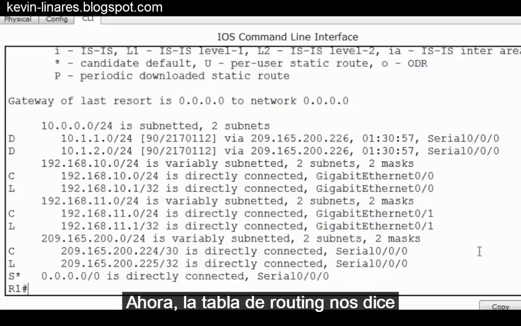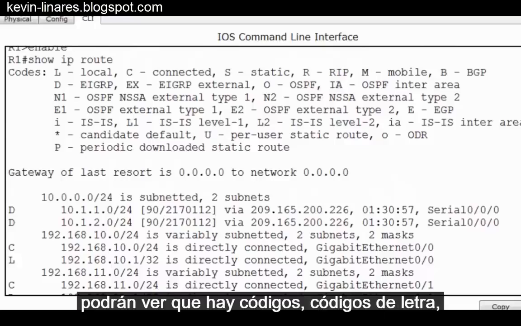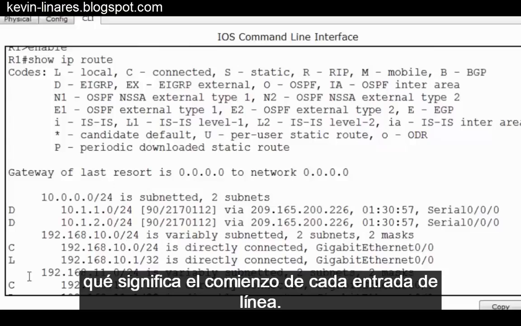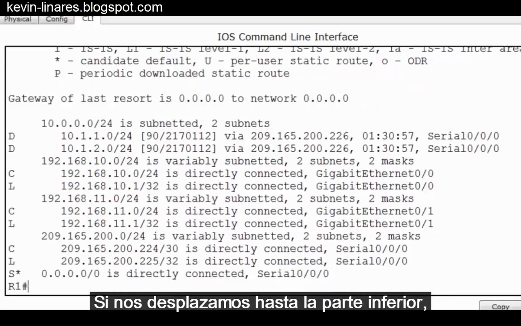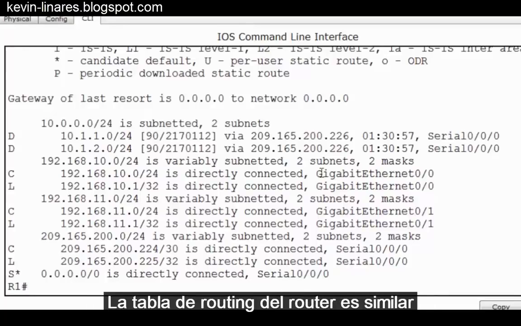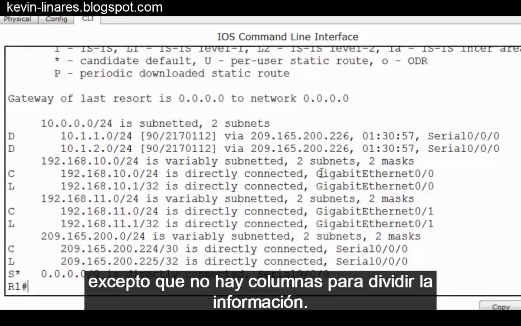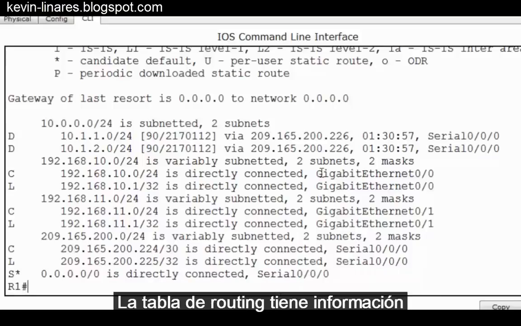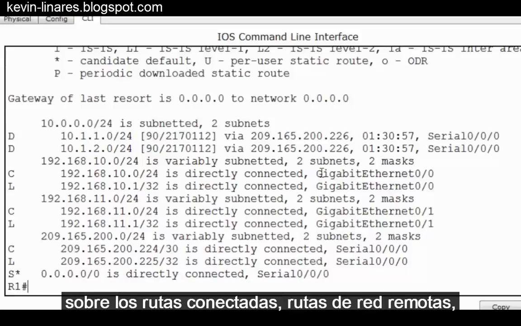Now the routing table tells us all of our network routes. If we scroll to the top, you can see that there are codes, letter codes, that allow us to know what the beginning of every line entry means. If we scroll down to the bottom, we can look at the routing entries. The router's routing table is similar to a host PC's routing table, except there are no columns to separate the information. The routing table has information about connected routes, remote network routes, and default routes. All three can be seen here in this routing table.